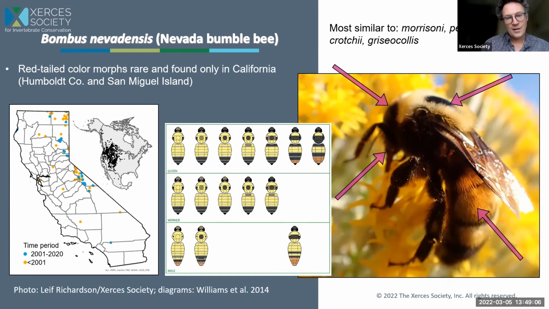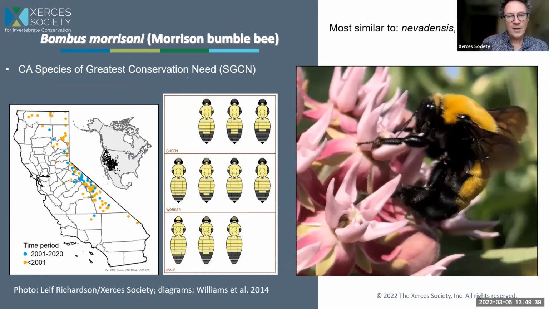There are 2 interesting things about California populations of this bee. There are historic collections from Humboldt County and from San Miguel Island in the Santa Catalinas that have this red tail, as you see in that graphic, making it look a lot like crotchy, the bee that we just met. Nobody has reported these since the 1930s. Maybe you'll be the person who sends in a photo of these rare morphs of Nevada bumblebee. I sure hope so. But this is a common species that we believe is probably doing well.